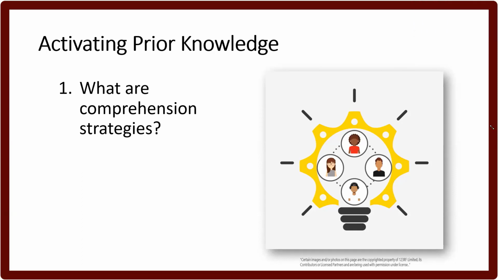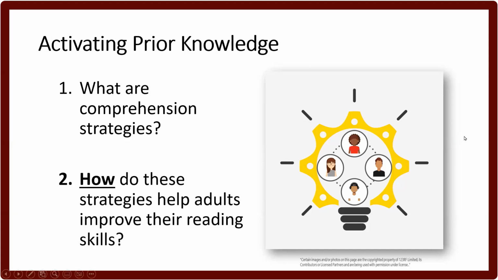The great thing about CommonLit is you've got reading passages that will address these strategies. We're trying to help our students make connections. But another example of a comprehension strategy is drawing conclusions, drawing inferences, making predictions, asking and answering questions out loud. But how do these strategies help adults improve their reading skills?